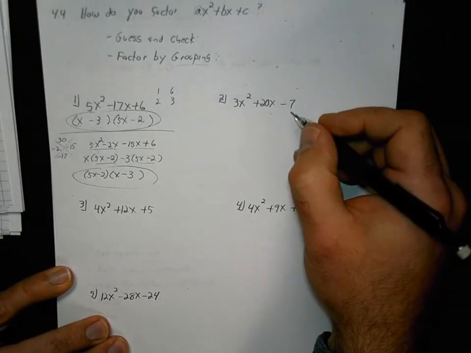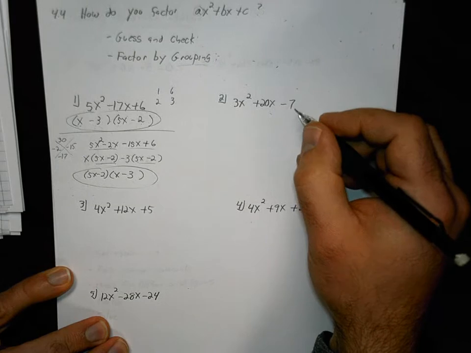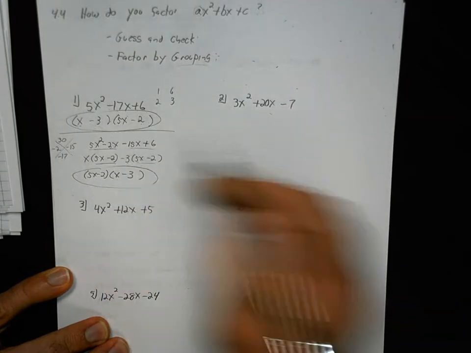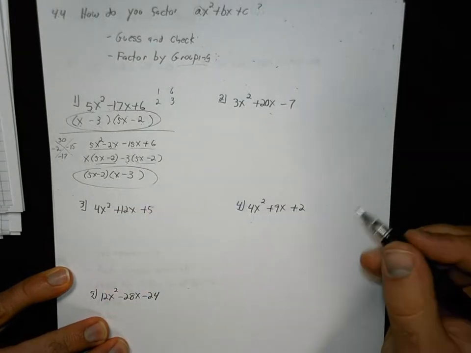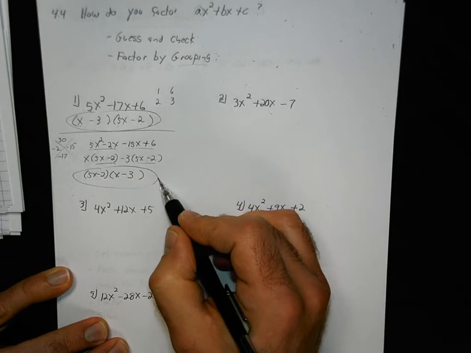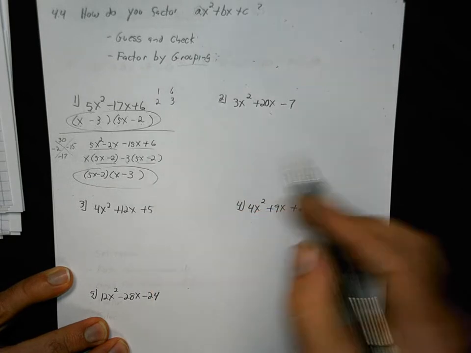So let's move on to this one. Now, you can do the guess and check process. I think everybody can kind of understand how to do that. So let's do this one using factoring by grouping.